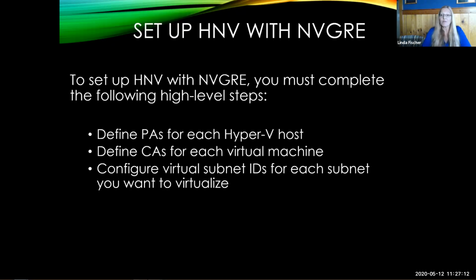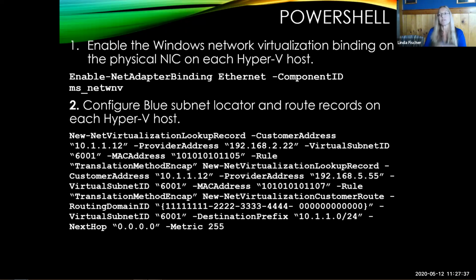So to set it up, you can either use System Center VMM, or you can use Windows PowerShell to complete these tasks, but you're basically going to define PAs for each Hyper-V host. You're going to define the CAs for each virtual machine, and then you're going to configure your subnets and configure your virtual subnet IDs for each subnet. So here's how you can do it in PowerShell. First, you're going to enable it. You're going to enable binding. You're going to set up a subnet locator and route records for each host.